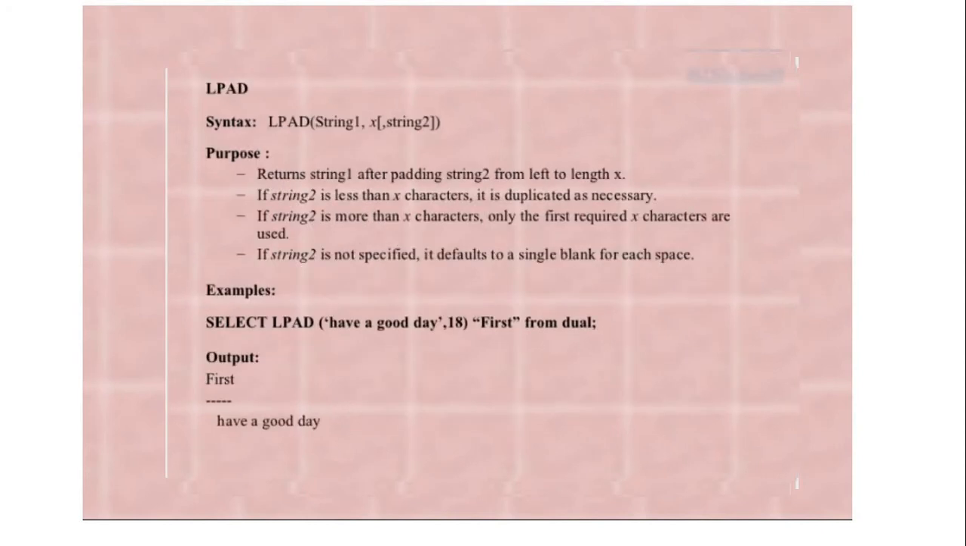Then the next function is lpad or left pad function, and that basically takes these 3 parameters, that are string 1, then some numeric value, and then the optional parameter, that is string 2, and it will return string 1 after padding the string 2 from left to length x. That is, it will be padding the string 2 to the left of string 1 and making a new string of total length x.